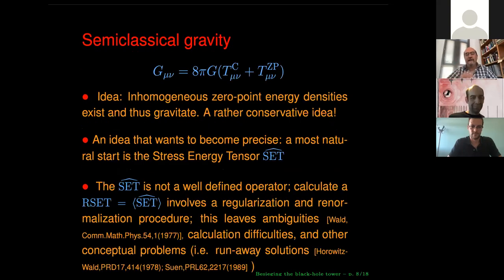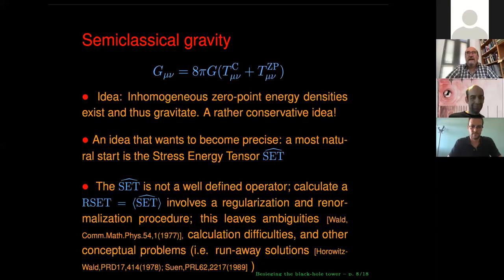So now let me pass to the central part of the talk, which is based on this semiclassical gravity approach. Semiclassical gravity is the idea that the inhomogeneous zero-point energy densities that are supposed to exist, and if you accept that they exist, it is also natural to accept that they should gravitate. In fact, it's a rather conservative idea.